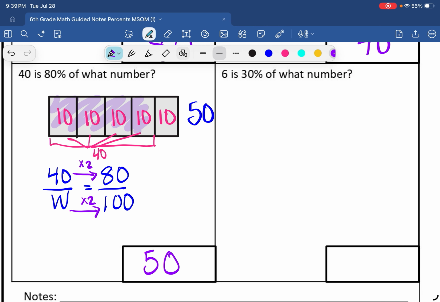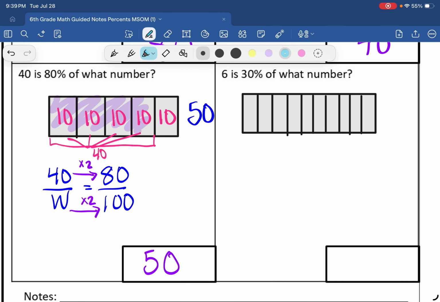6 is 30% of what number? To model 30% on a bar model, I'm going to break it up into tens and use 3 sections. So each of these is 10%. So I need to look at 3 sections to have 30%. It tells me that 6 is 30%.